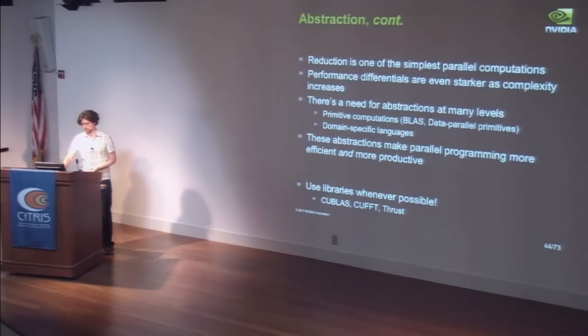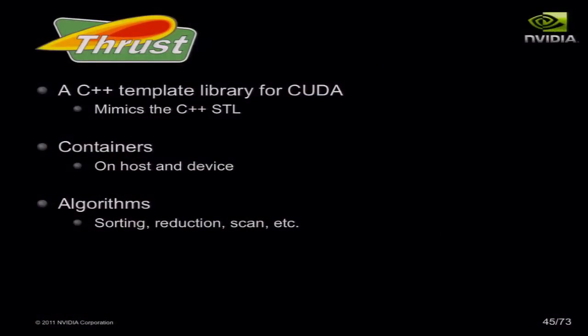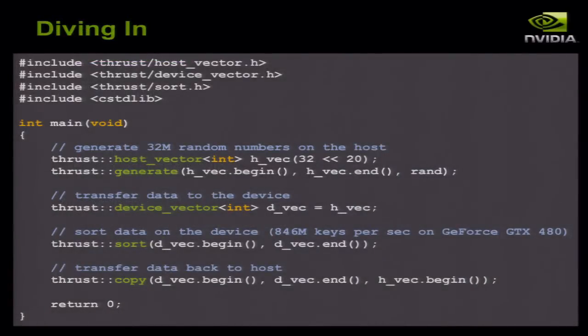So use libraries. There are a lot of good libraries out there, and I want to talk about one called Thrust, which is a library for C++. It mimics the standard template library. It works for GPUs. It also works for CPUs. It has parallel backends using Intel's Thread Building Blocks and OpenMP. It has algorithms like sorts and scans and reductions. And this is what code looks like.